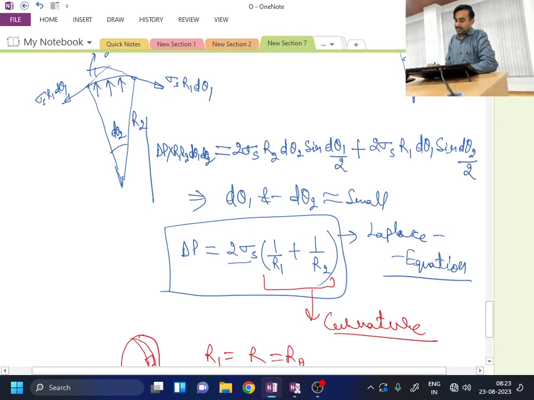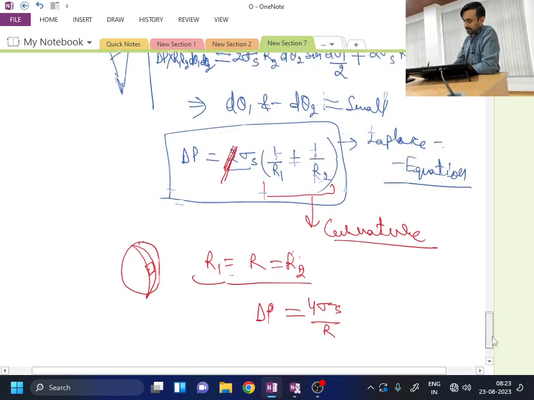Oh, sorry, I have missed. Yes, this is the mistake which I have done over here. So if you see, when we approximate d theta 1, sine of d theta 1 by 2 was there and d theta 2 by 2 was there. So this 2 will cancel out this particular 2 value from here. So this 2 will not be here.